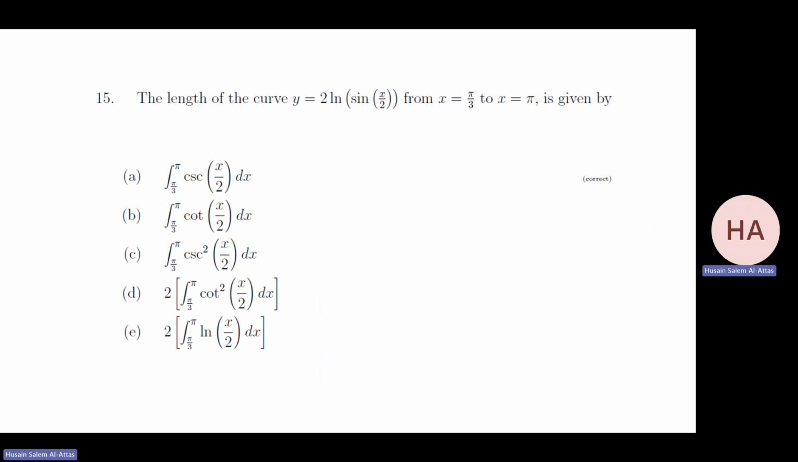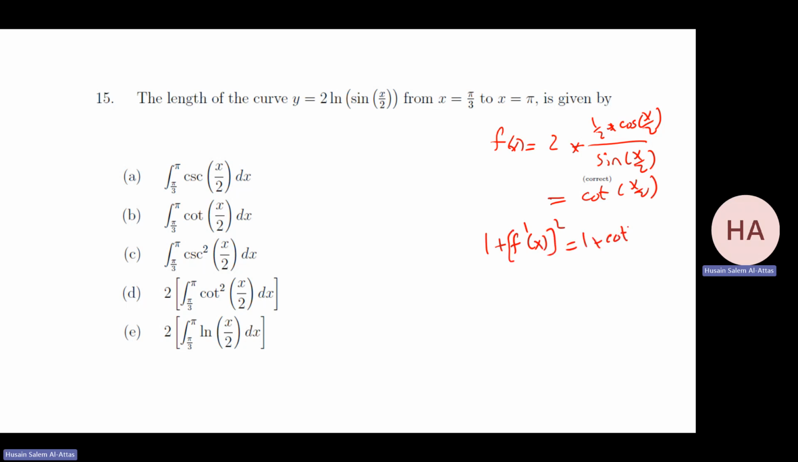The f of x is 2 times sine x over 2 times half times cosine x over 2. Now what does that give me? Tan x over 2. So 1 plus f prime of x all squared is 1 plus cotangent squared x over 2, and that is cosecant squared x over 2. So L will be from pi over 3 to pi of the square root of that.